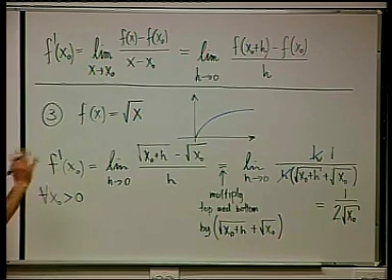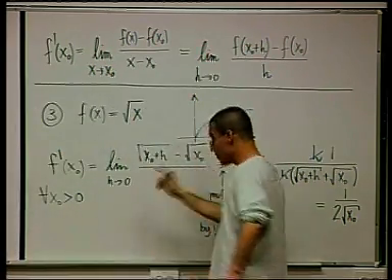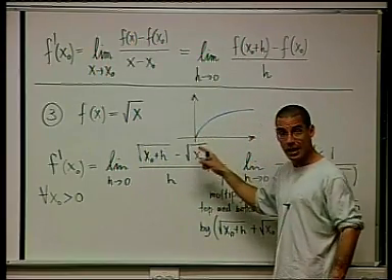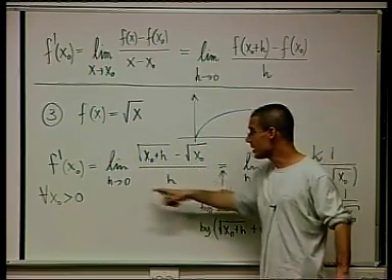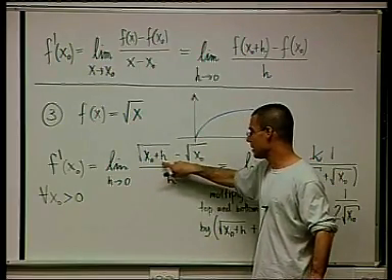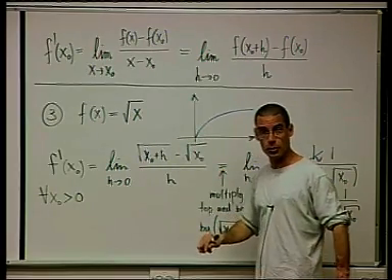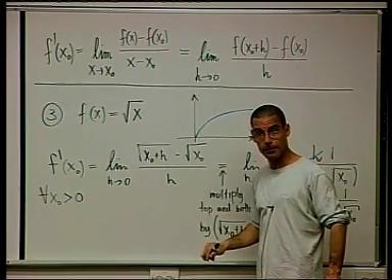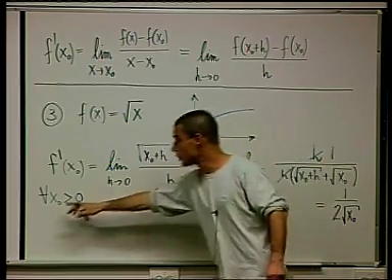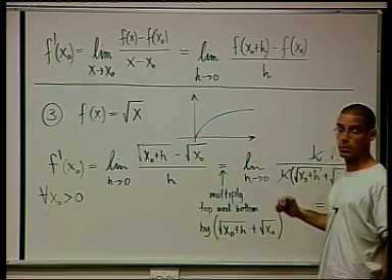This function is not defined for negative numbers. At 0 itself, I cannot take this limit because when h is negative, I'm going to be in the restricted zone where this function is not defined. So I can't do this for x0 equals 0. This function is not differentiable at 0.